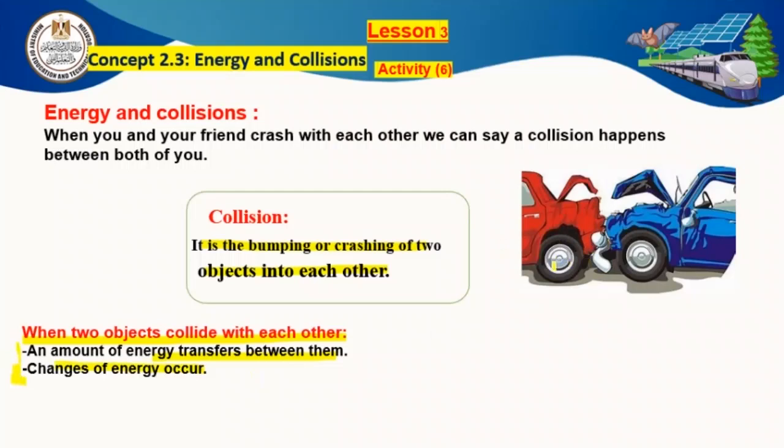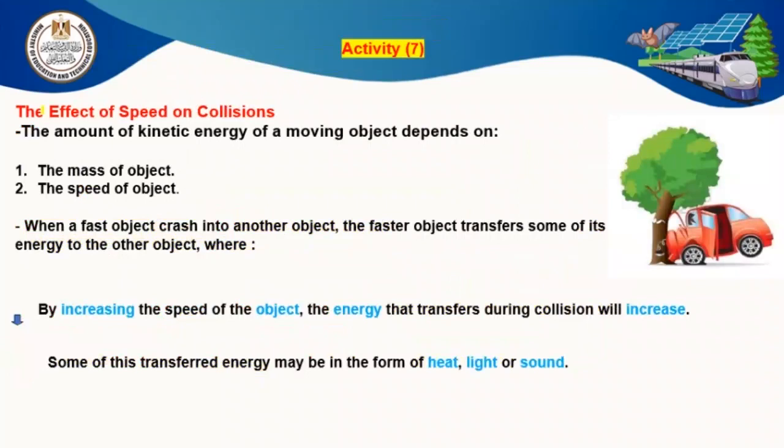Okay, so what is the effect of the speed on collisions? When this car crashed into the tree, what happened? The car was damaged and the tree was also broken. So the amount of kinetic energy of a moving object depends on two things: the mass of the object and the speed of the object. The amount of kinetic energy depends on what? Mass and speed.